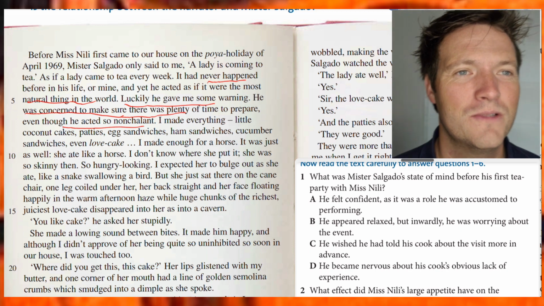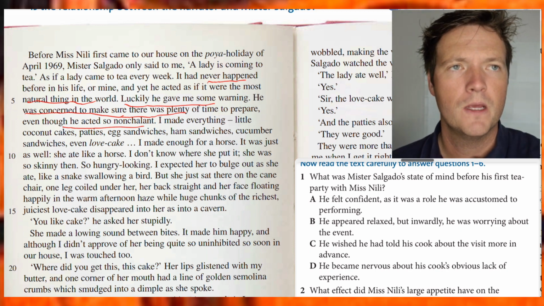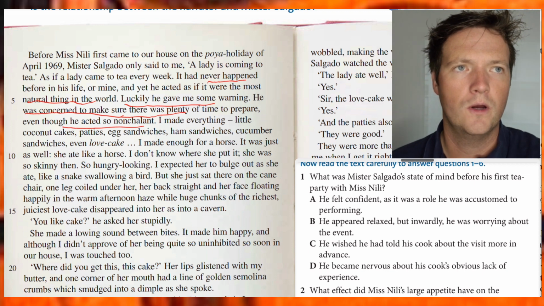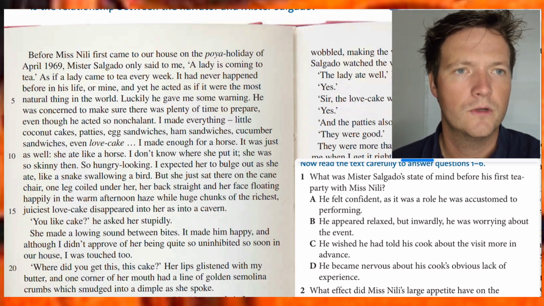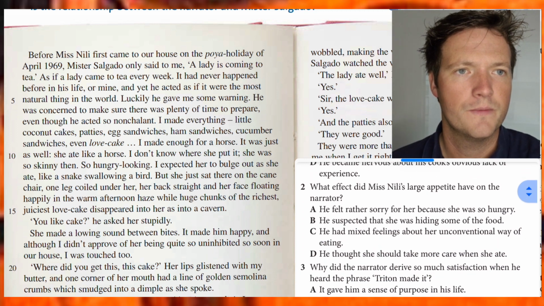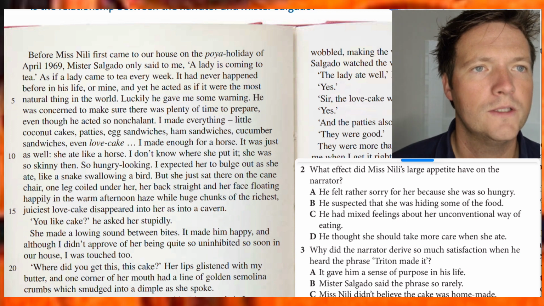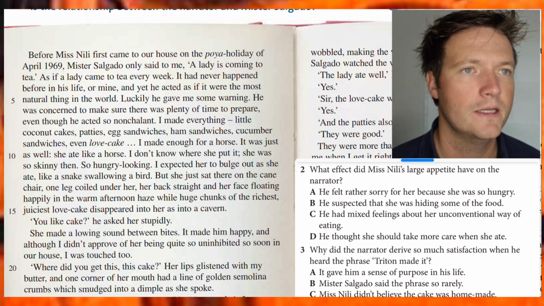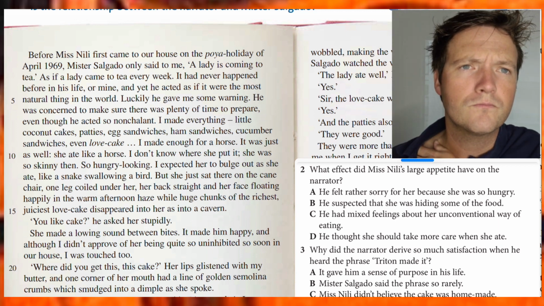I think we can safely say that the answer to number 1 is B. So I think we're ready to move on to question number 2. Let's have a look at question number 2. It says, what effect did Miss Nilly's large appetite have on the narrator?